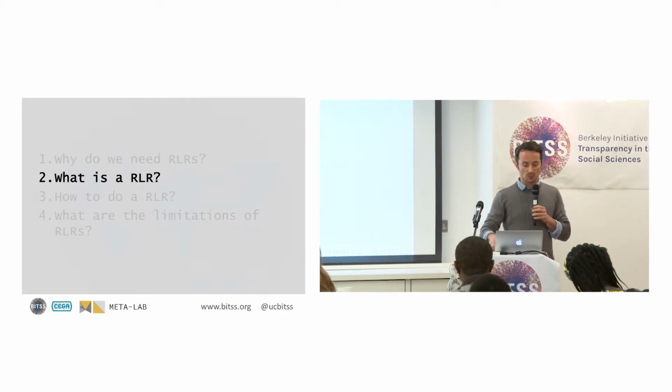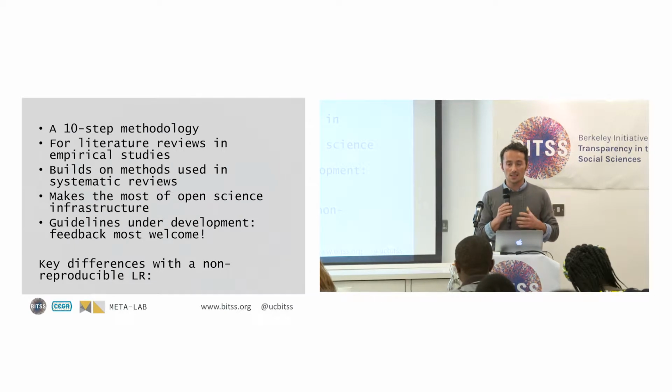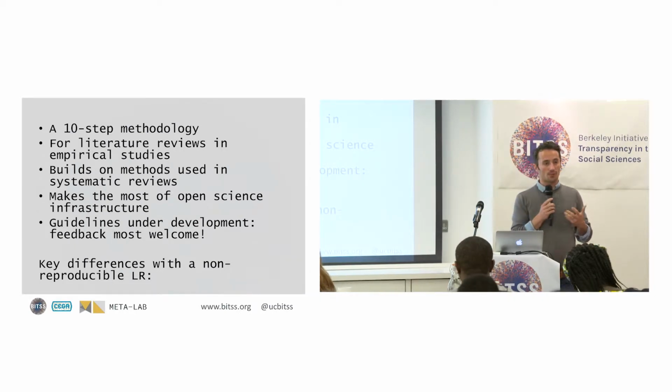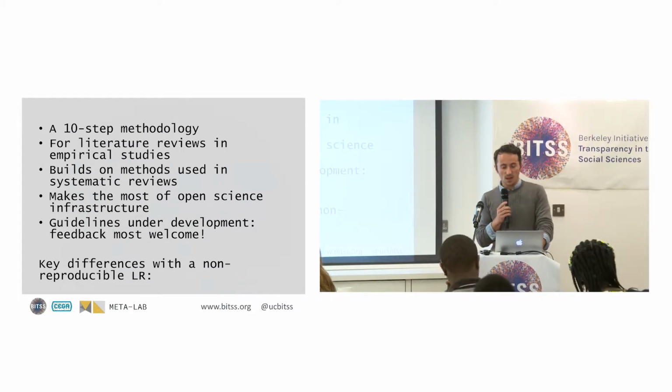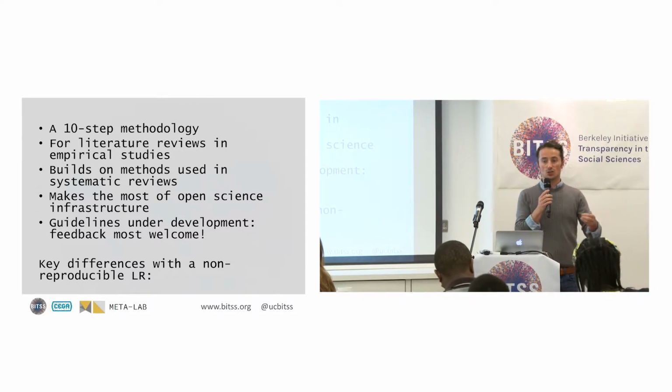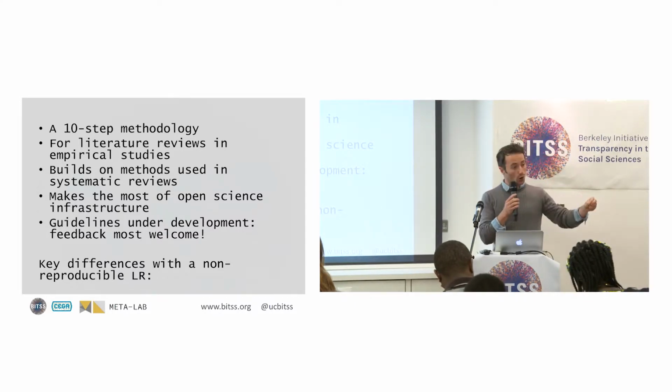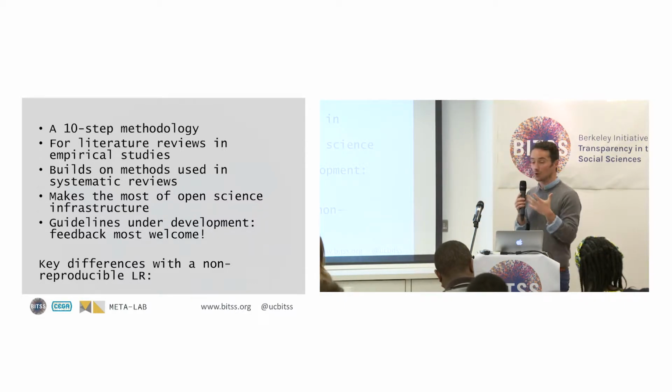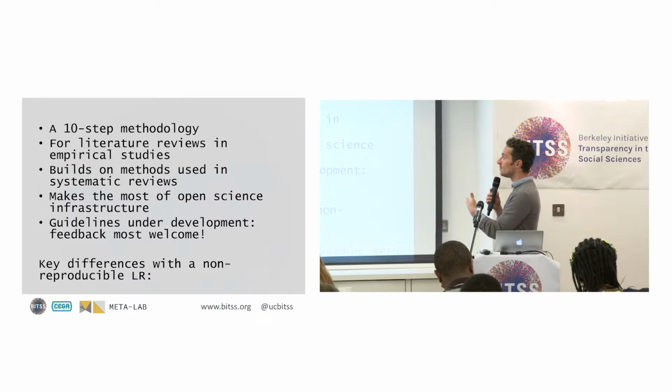So a reproducible literature review. So what is it? It is a 10-step methodology that I've tried on a couple of papers. So it's the first time I'm giving this presentation. I'm doing meta-analysis, meta-research. It may or may not work with your own research, depending on your discipline. So I'd be very interested in getting feedback. So if it works with your kind of research, or if it doesn't work, please let me know. And my aim is to update my guidelines.